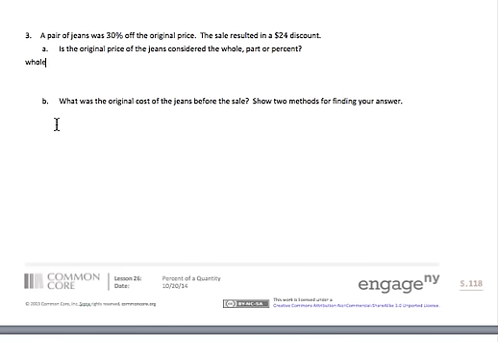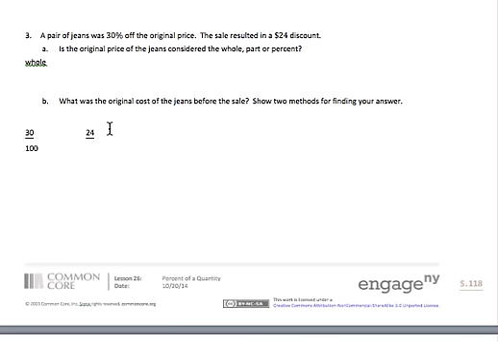Part B asks, what was the original cost of the jeans before the sale? So we are looking for the whole. They have given us a percent, 30%. And they've told us that the discount, the 30%, was $24. 30% is 30 over 100. And of course, the original cost, the whole, is what we're looking for.